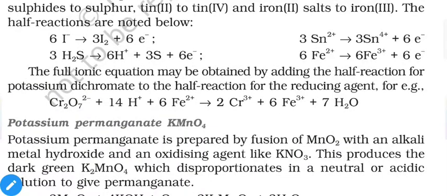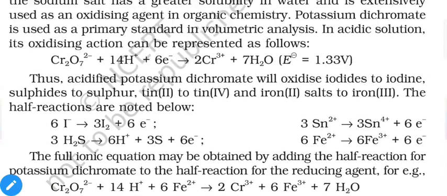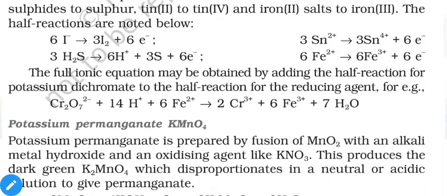The full ionic equation may be obtained by adding the half reaction of potassium dichromate to the half reaction of the reducing agent, for example the reaction of Fe with chromium. So Cr2O7 2- with 14H+, electrons will be consumed from both sides, so they will cancel out, giving 6Fe2+, 2Cr3+, 6Fe3+, and 7H2O.